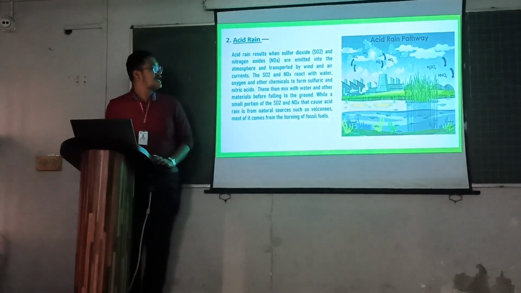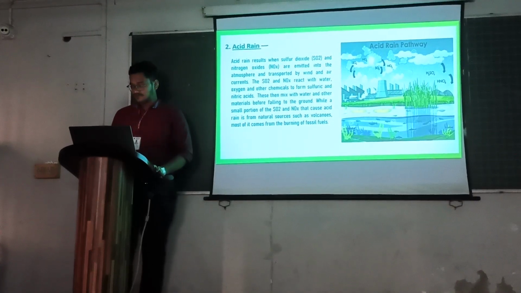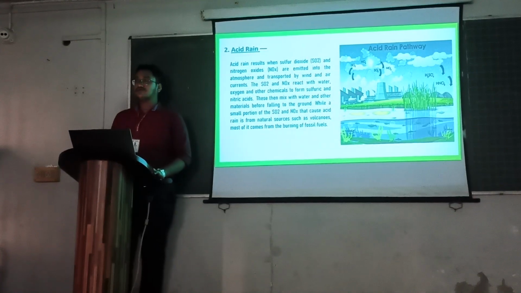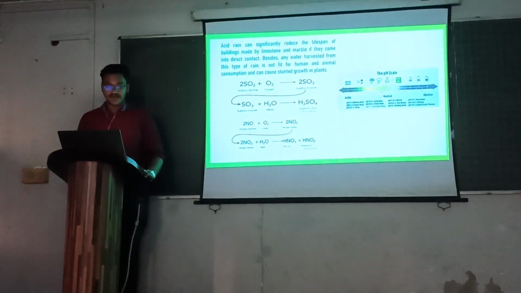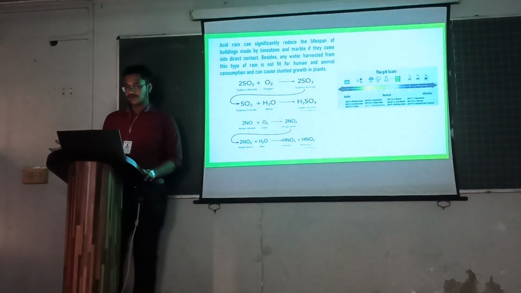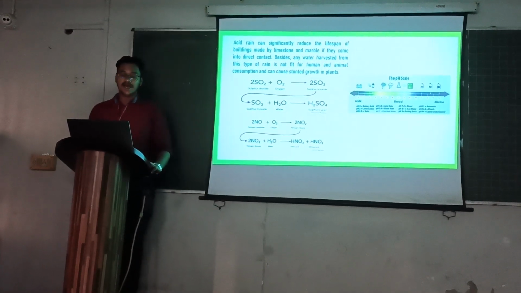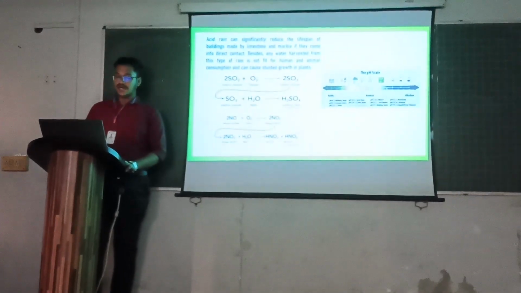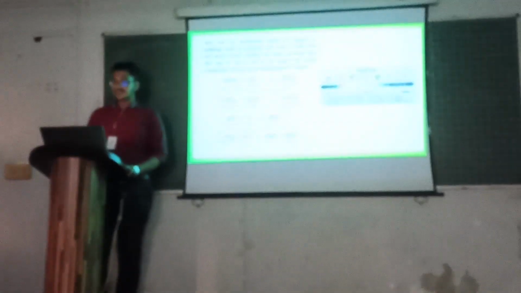Here you can see the pathway acid rain forms. The SO2 and NO2 go to the sky, and in contact with oxygen, SO2 forms SO3, that is sulfur trioxide. Sulfur trioxide and water get mixed with each other and produce sulfuric acid. Nitrogen monoxide and oxygen get in touch with each other, and nitrogen dioxide is formed, and nitrogen dioxide and water get converted into nitric acid and nitrous acid.